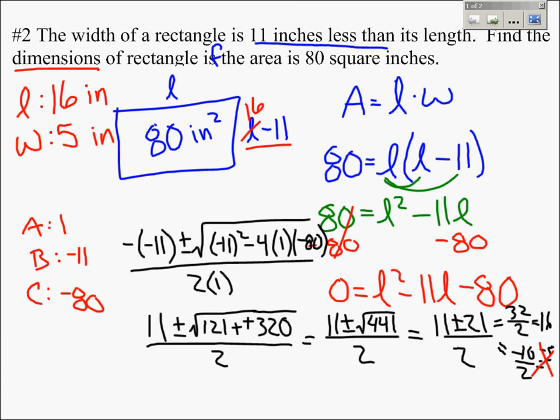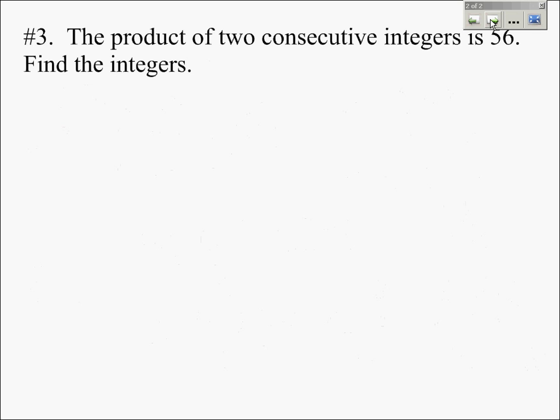Problem number 3. The product of two consecutive integers is 56. Find the integers. Consecutive means they come in a row. So an example of that, 1 and 2 are consecutive. 13 and 14 are consecutive. Anything that comes one after another. So that means x and x plus 1 are consecutive. It was just the previous number plus 1. So those are two consecutive integers.